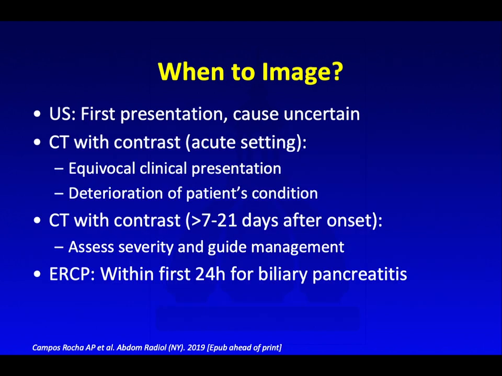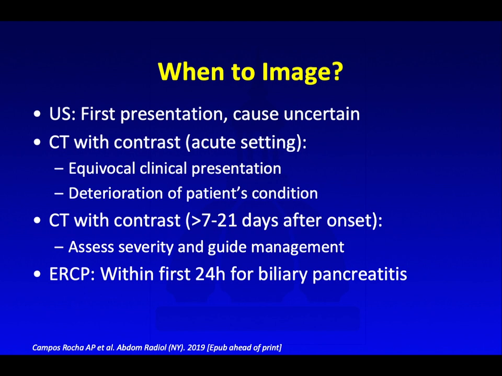concerns. And as I mentioned, in abdominal radiology, there were also a whole bunch of articles on the topic of acute pancreatitis. And they also describe in what clinical scenario you should image and when you should not image. So in that article, they said that if it's the first presentation of acute pancreatitis and the cause is uncertain, ultrasound is recommended to look for any gallbladder pathology, gallstones that may be the culprit for acute pancreatitis. CT with contrast is recommended in the acute setting.